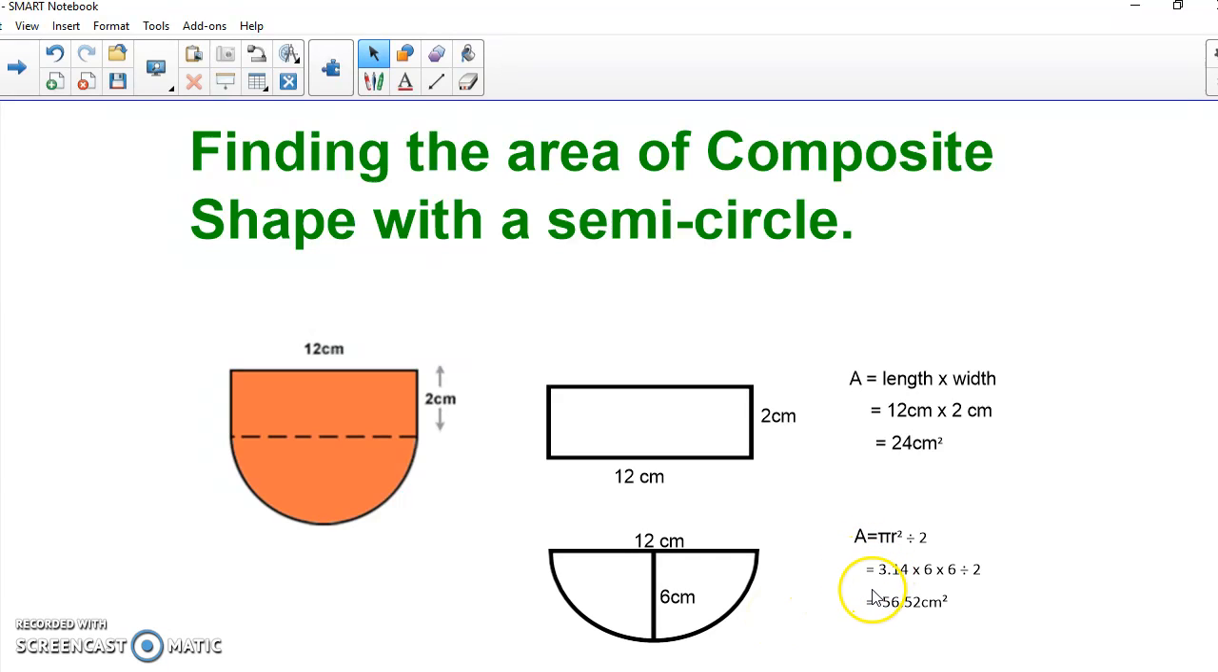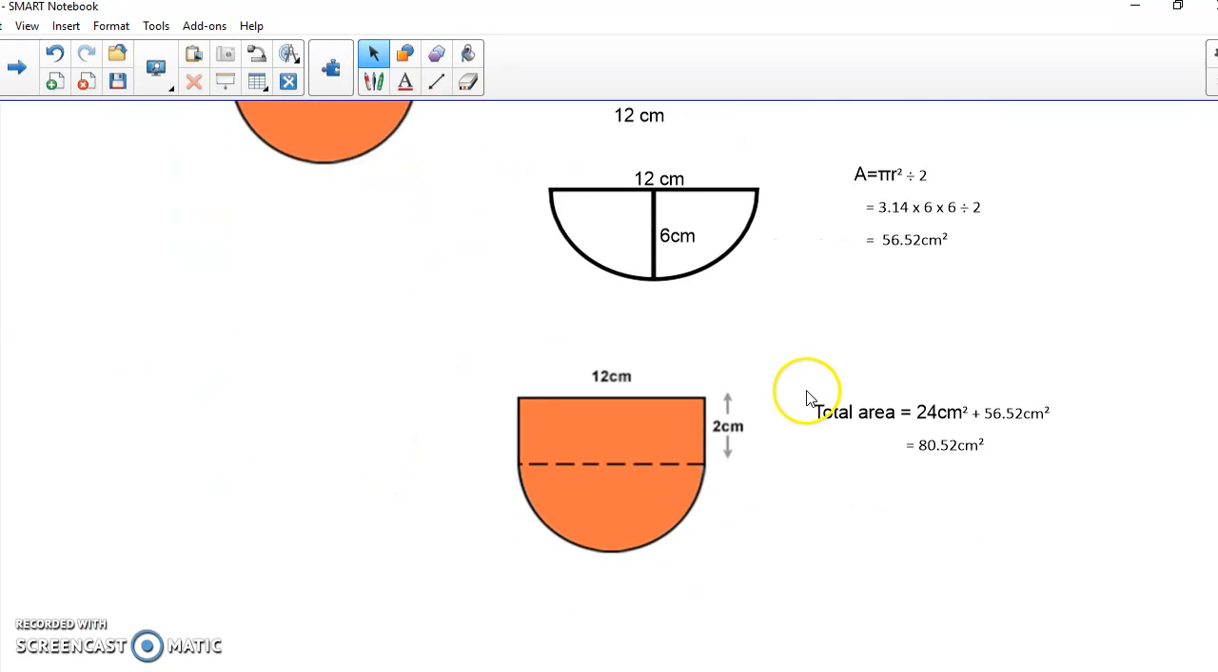And here we go. 3.14 times 6 squared, and then you divide by 2. And that will be 56.52 centimeters squared. Now I have found both areas of the rectangle and the semicircle. The next step is to add both of them. So the total area will be 24 centimeters squared plus 56.52 centimeters squared, and that gives you a total of 80.52 centimeters squared. And that's how you do that.